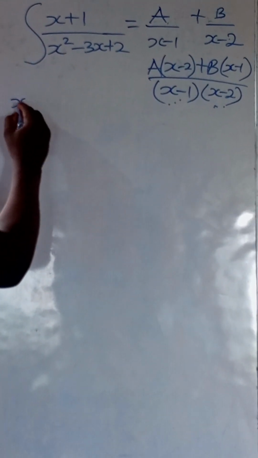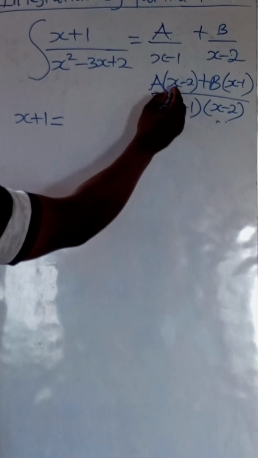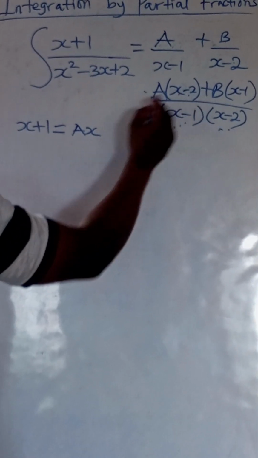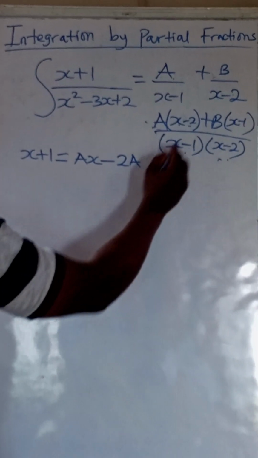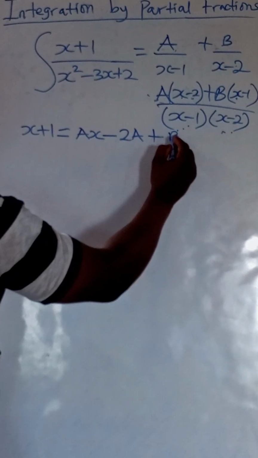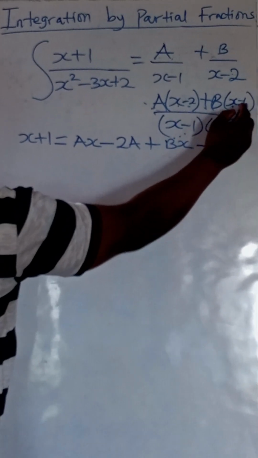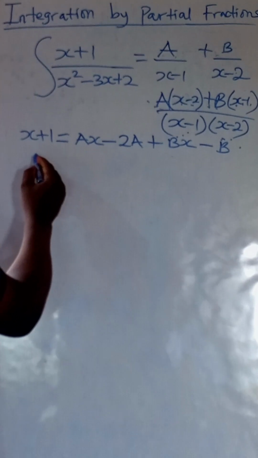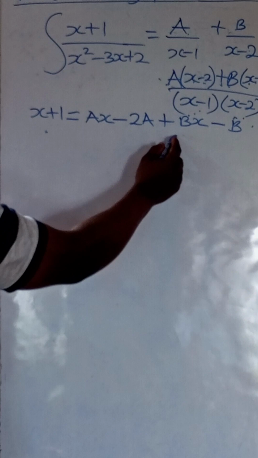Then I have x plus 1 equals to, then I open the bracket. A times x gives Ax. Plus and minus here is minus. A times 2 gives 2A. Plus times plus, that is plus. B times x gives Bx. Plus and minus, that is minus. B times 1 gives B. Sorry, this is the left hand side of the equation, while this is the right hand side of the equation.